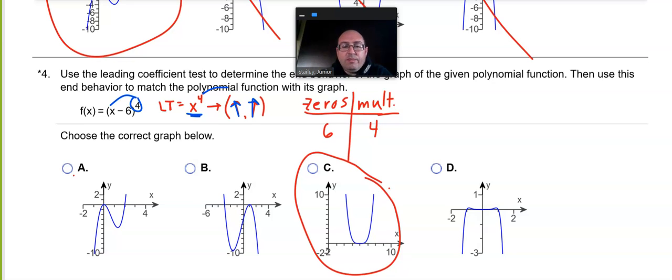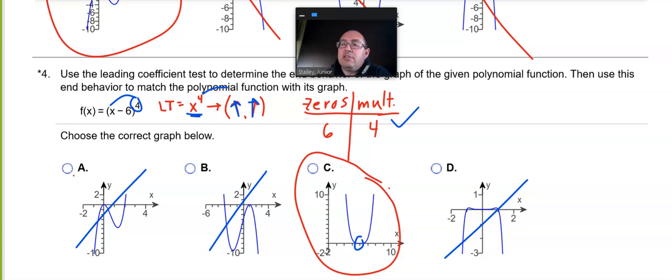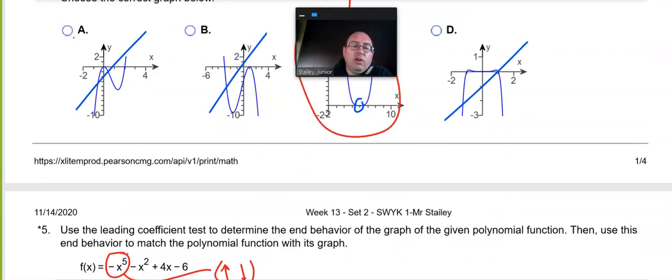So I got rid of this choice and this choice and this choice. So we really did have it down to the letter C. Since we had only 1 zero, we can only touch the axis in one place, and it has a multiplicity of 4, so it must be bouncing off the axis, which you can see in this picture that it is. Moving on to question 5.